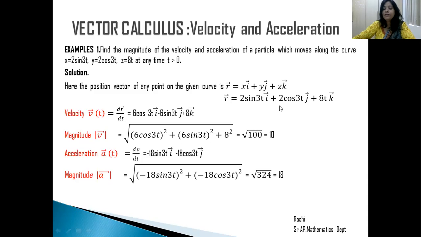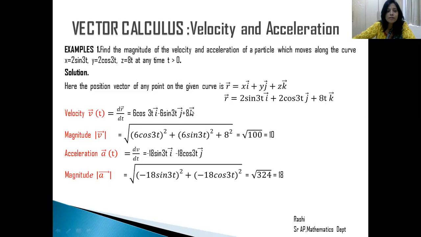Now first thing I need to find out is the velocity. So what is velocity? Velocity is dr by dt. So just differentiate this with respect to t. Let us see what I'll get here. It will become 6 cos 3t i minus 6 sin 3t j plus 8k. So this is the expression for velocity.